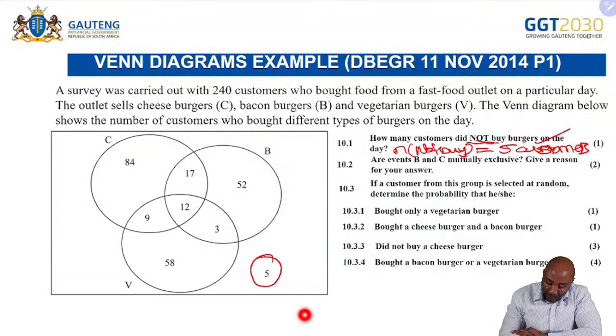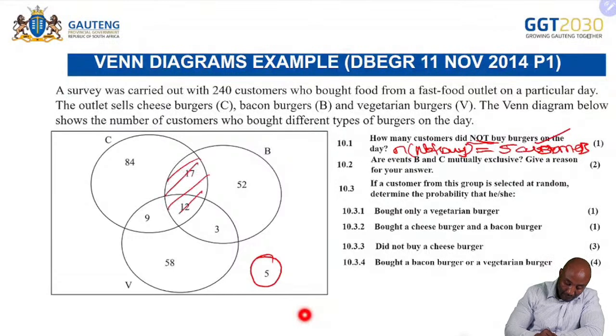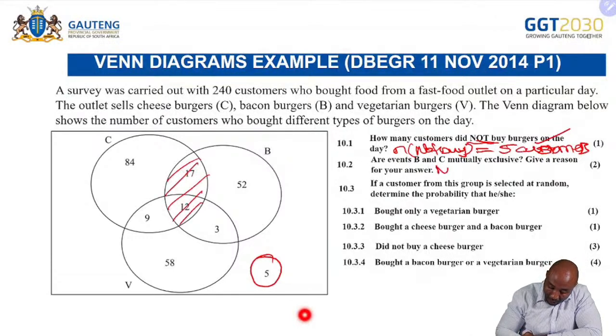Are the events B and C mutually exclusive? Remember, for mutually exclusive events, there is no intersection. But if you look at B and C, there is an intersection there. So the answer is no. Reason, there is an intersection.